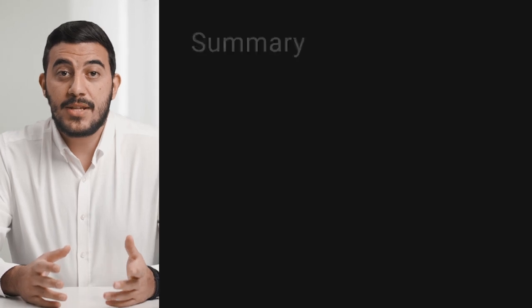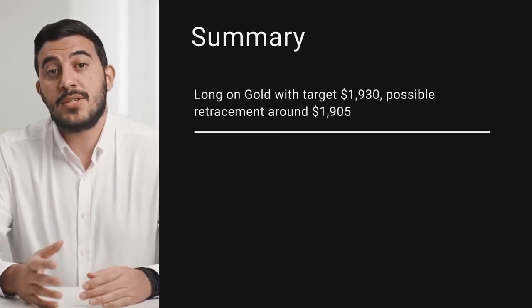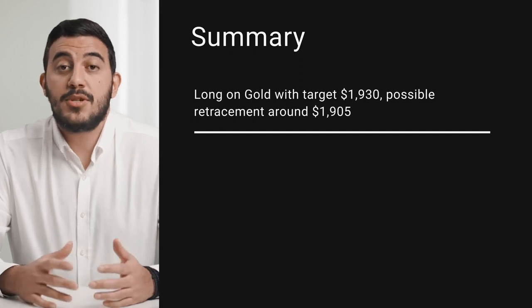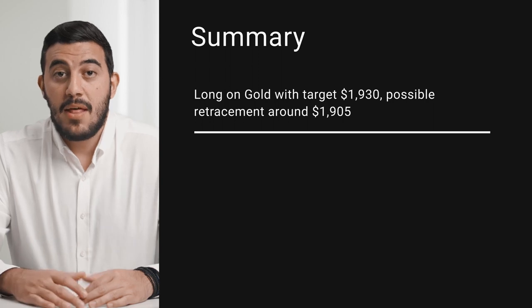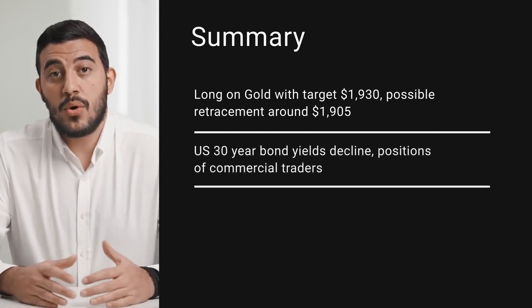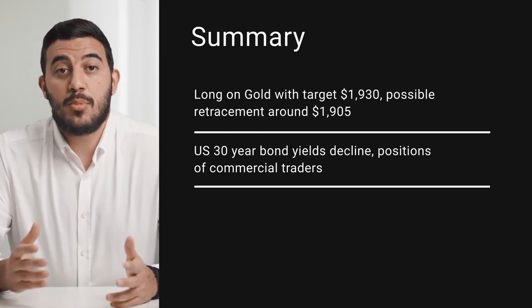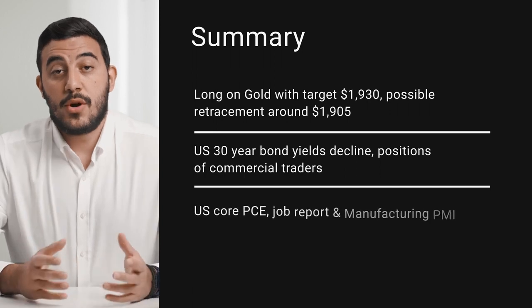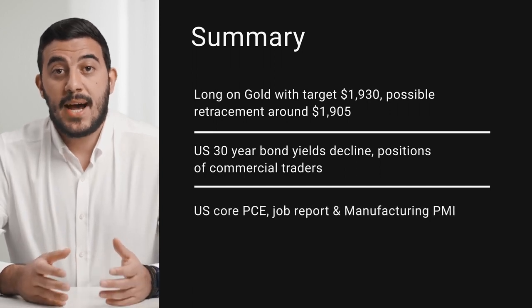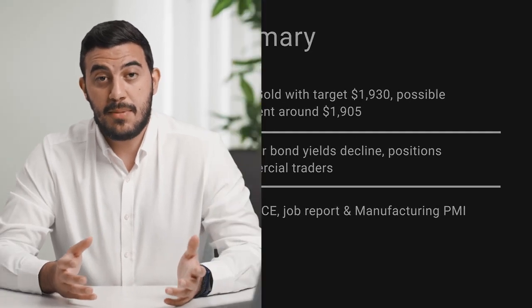So in summary, the trading idea for this week is a long position on gold with potential target around the 1,930 after a possible minor retracement around the 1,905 area. The main narrative is the slowdown on the US 30-year Treasury bond yields, as well as the increase in the positions of commercial traders based on the commitment of traders chart. The economic data that could affect this trade are mainly the PCE, the US job report, and the manufacturing PMI.